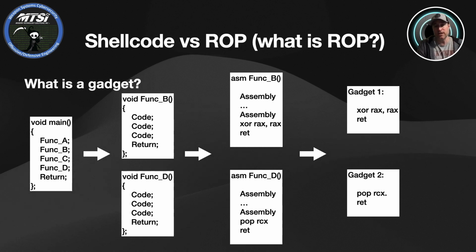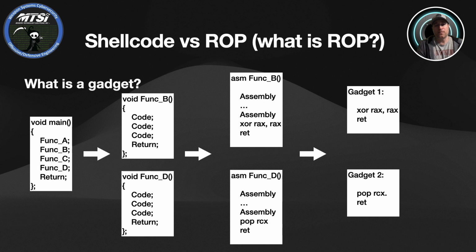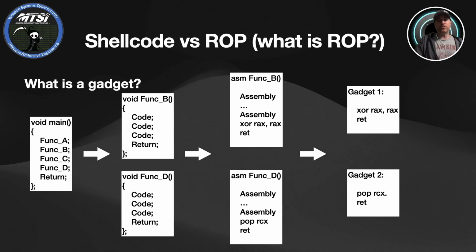If I look at function D, I've got some assembly lines, and then I've got a pop RCX. What that line is going to do is take a value off the stack and put it into the RCX register, and then it returns. These just happen to be there because of how the compiler turned your higher level language into assembly for these functions. They weren't necessarily planned to be there. That's just the opcodes that the compiler picked to achieve the functional goals of functions B and D. We'll find how these can be useful when we take them in pieces and rearrange them, though.